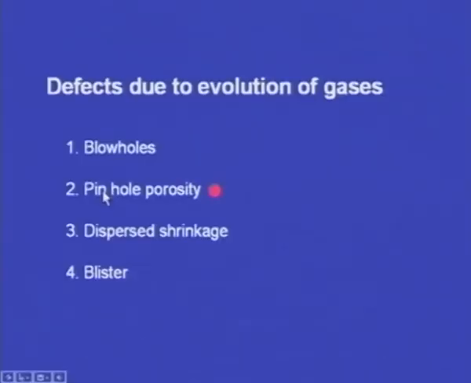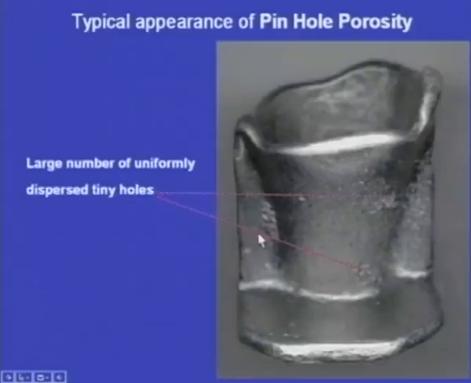Next, let us see the pinhole porosity among this classification. So, this is the typical appearance of pinhole porosity, and here we can see a large number of uniformly dispersed tiny holes. So many tiny holes are there on the surface of the casting. So, this is the pinhole porosity.